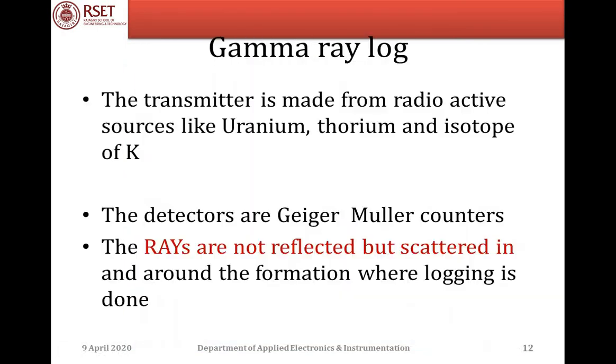Okay, now we will see the gamma ray logging tool. The transmitter is made from radioactive sources like uranium, thorium, and isotopes of potassium. Detectors are Geiger-Müller counters. It should be kept in mind that the rays are not reflected here, but scattered. The scattering will be Rayleigh and Compton scattering, scattered in and around the formation where logging is done.